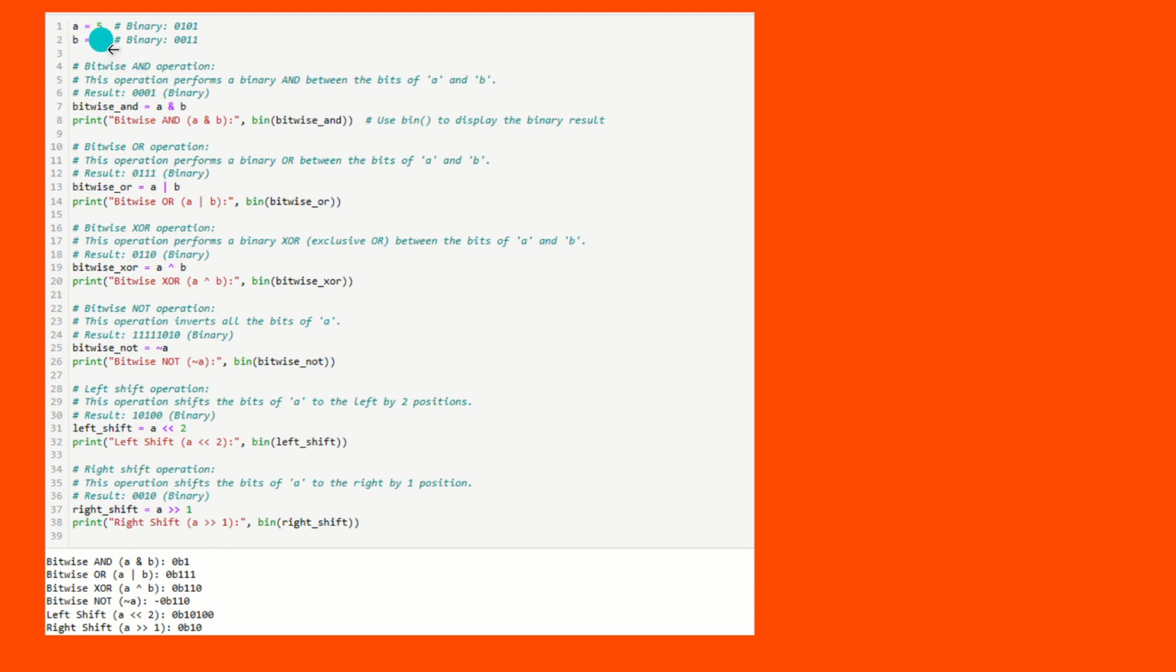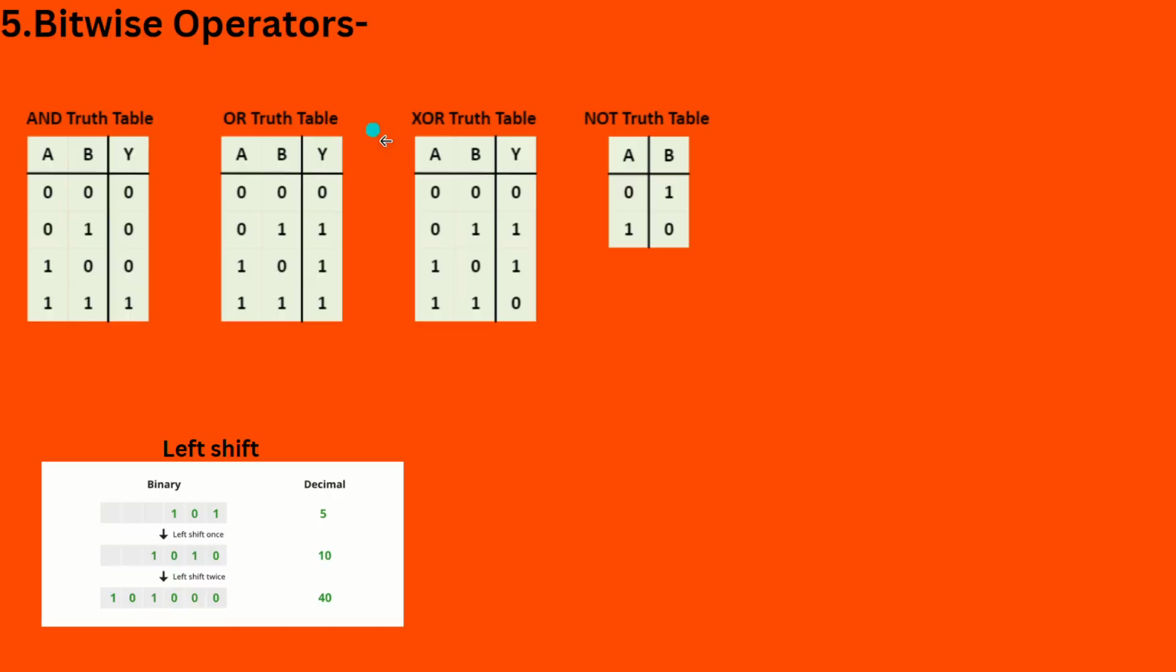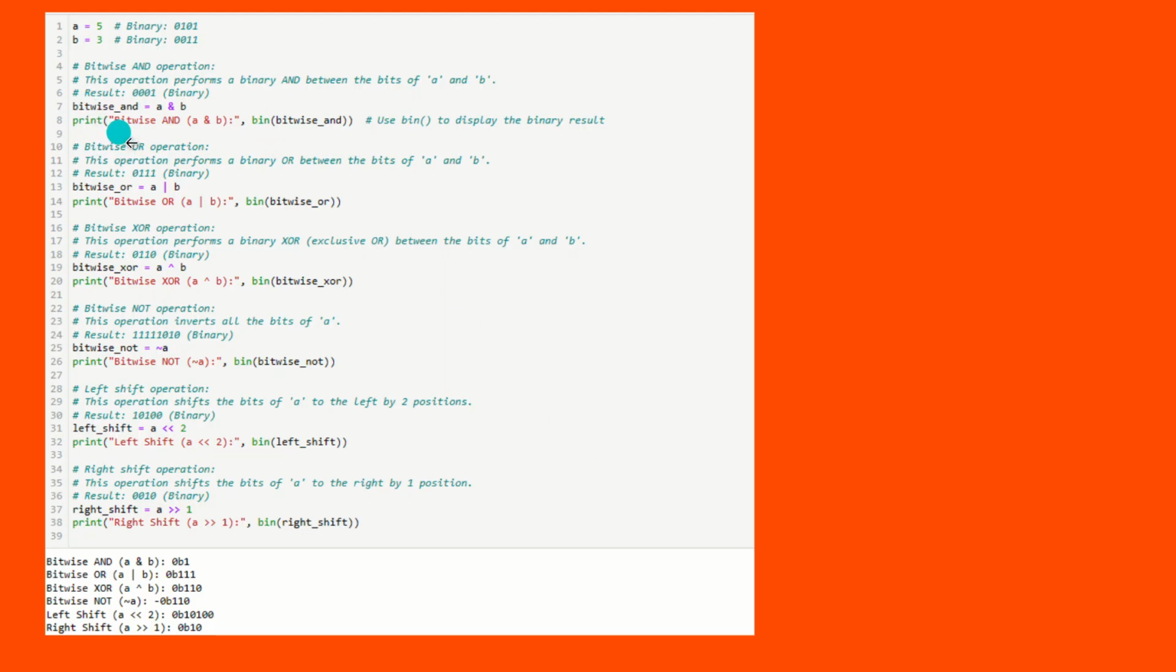Now, I have taken 2 variables A and B assigned with 5 and 3 respectively, and the equivalent binary values I have written in comments, 0101, 0011. Understood? Now, bitwise AND operation. Bitwise means, now you can see here, 5 when represented in binary can be written in 4 bits. I have written it in 4 bits. Bitwise means I have to compare each bit of both the values. Understanding? Now, bitwise AND operation. Already I have shown you all the table, AND operation, OR operation, XOR, NOT, how it works. Kindly go through this. This is how it works.